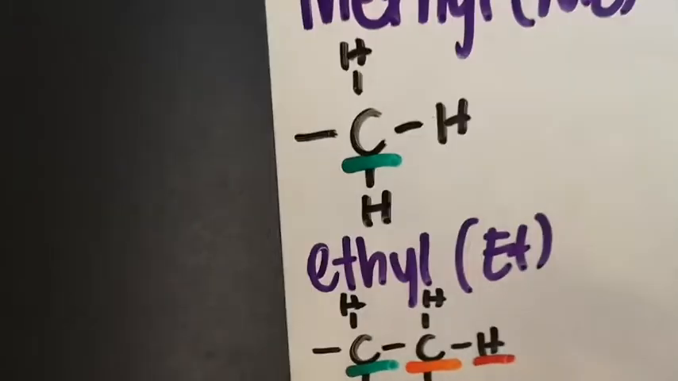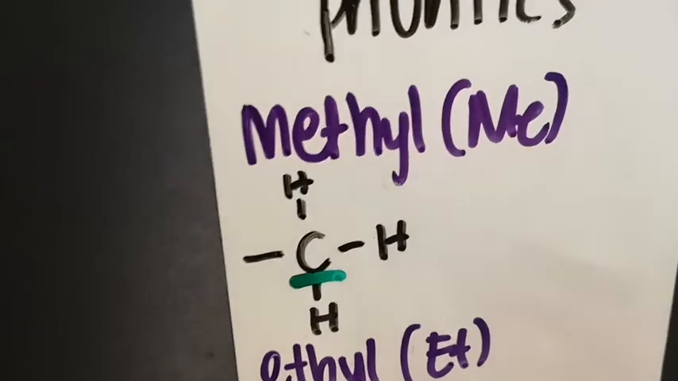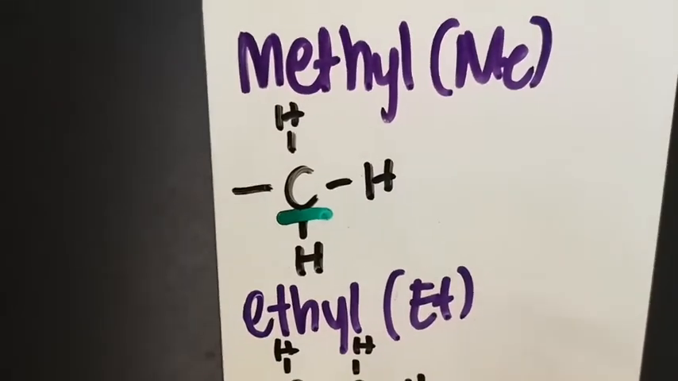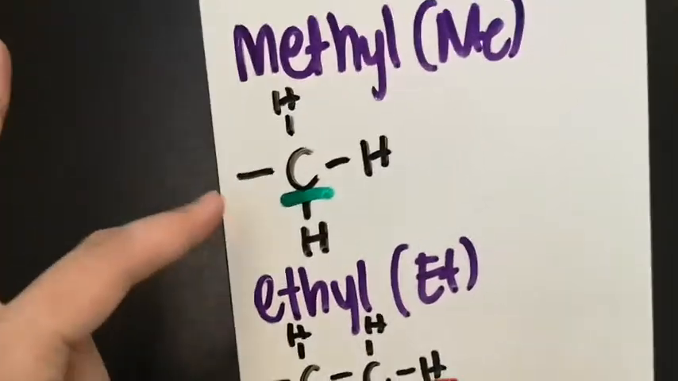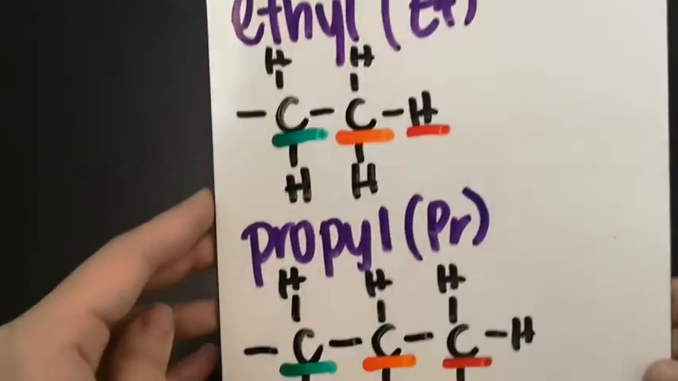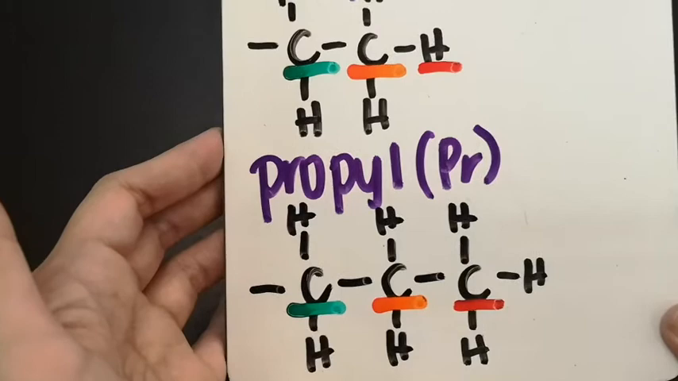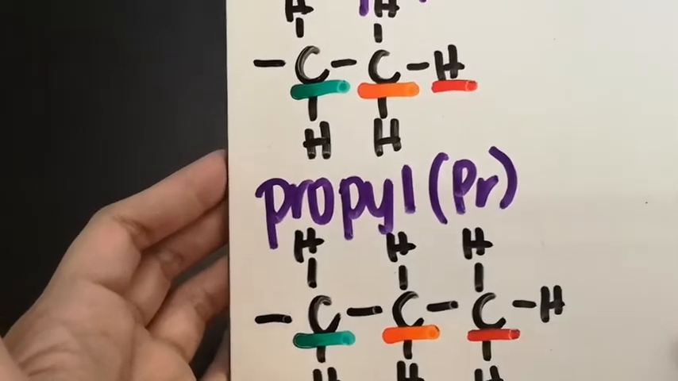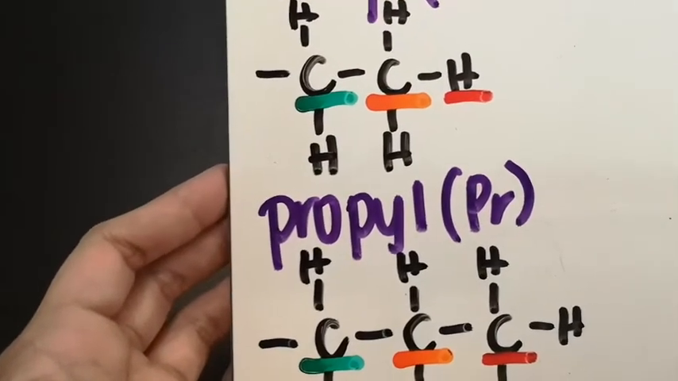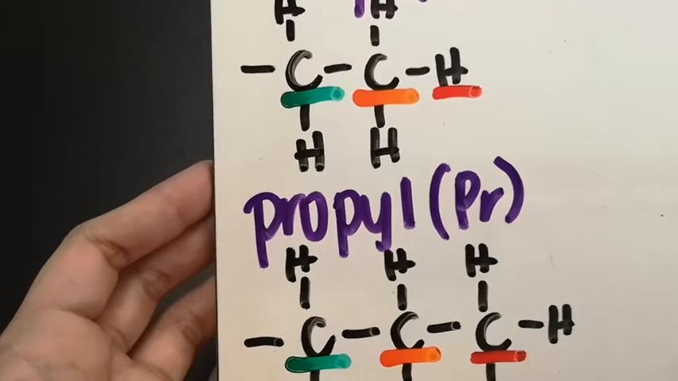So this is how we try to assign priorities. The methyl group looks like this, the ethyl group looks like this, and the propyl group looks like this if we draw them in the Lewis structure notation.